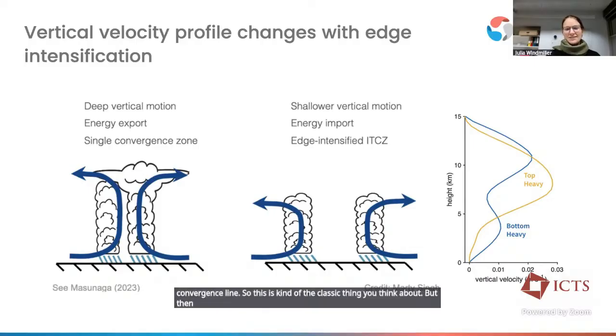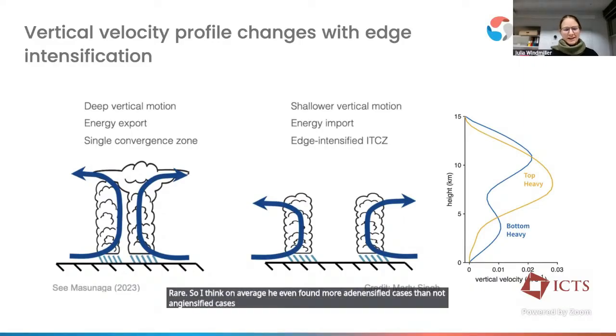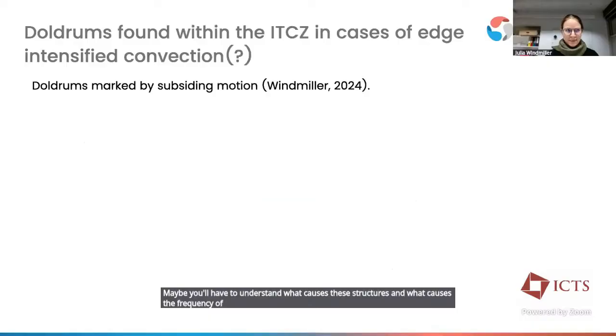But then he found that this edge intensification was connected with a shallower vertical motion and an energy import. And he found that the right-hand side was by no means rare. So I think on average, he even found more edge-intensified cases than not edge-intensified cases. And so you can see if you had these two cases, they will obviously combine to make up the mean vertical motion profile. If you want to understand the mean vertical motion profile, maybe you'll have to understand what causes these structures and what causes the frequency of these structures.